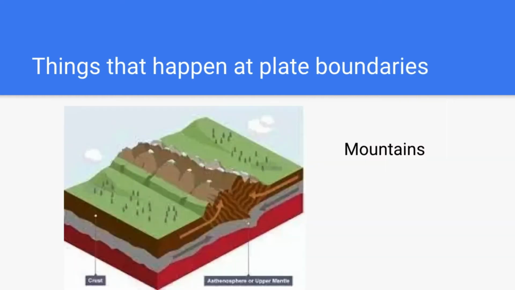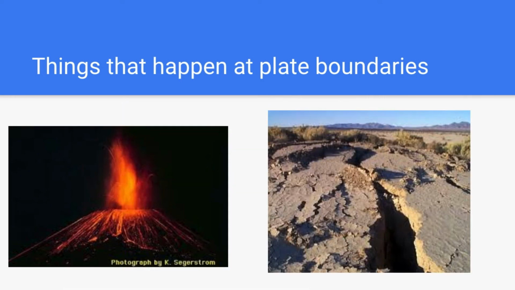Okay, well, let's go into some more ideas here. So some things that happen at plate boundaries. What happens here? It makes a mountain. Okay. And then what also happens? There's earthquakes and volcanoes. Earthquakes and volcanoes often happen along the plate boundaries. There are also many earthquakes and volcanoes at the edges of the Pacific plate. That region is called the Ring of Fire.